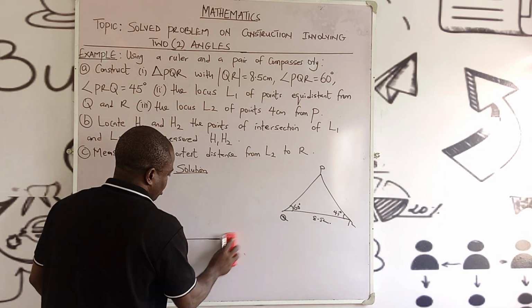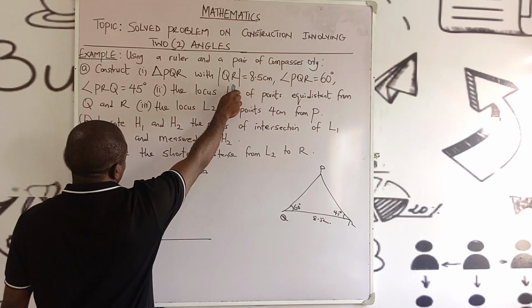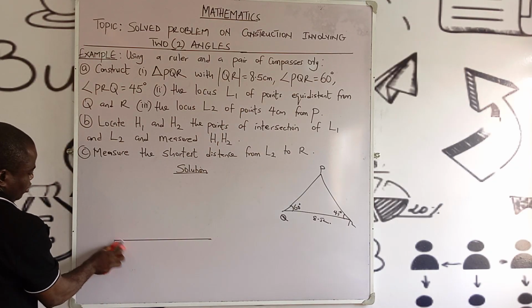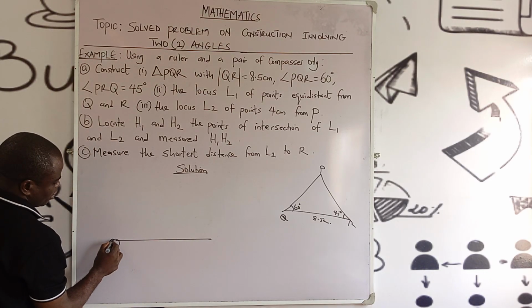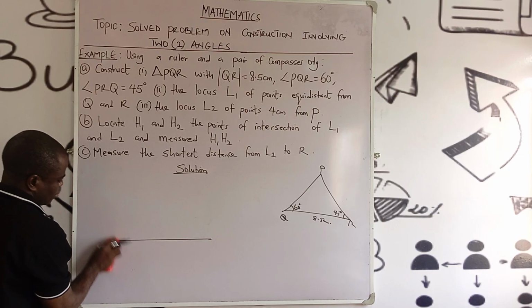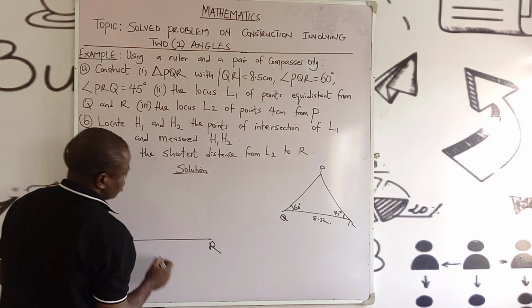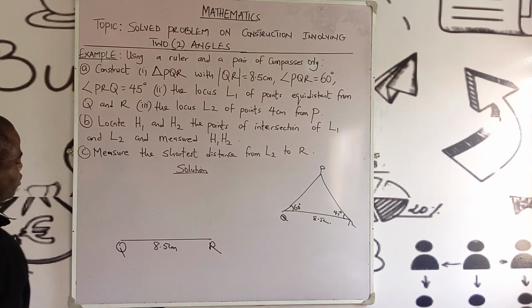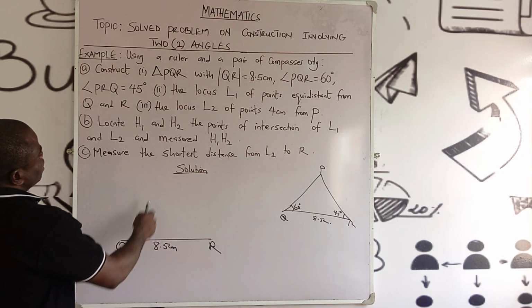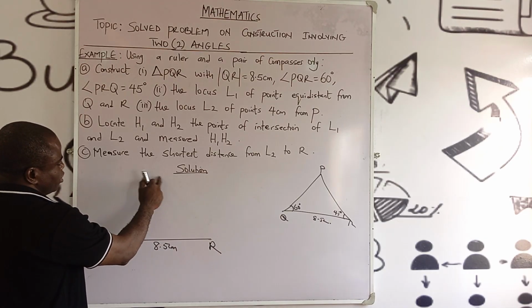The line is too long. Just take your measurement because you can see QR. Okay, the P will not be here, because we are given line QR to be 8.5. This is our Q, and this is our R. So that is 8.5 centimeter. If that is our line, that means that our P will be around this point, but we don't know.